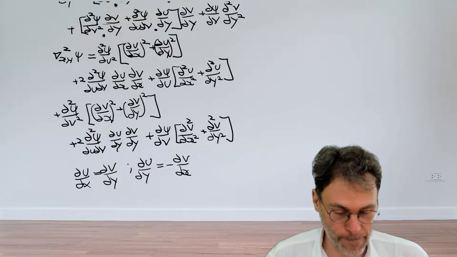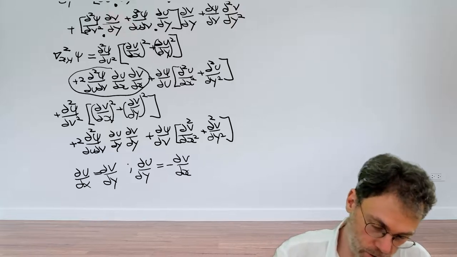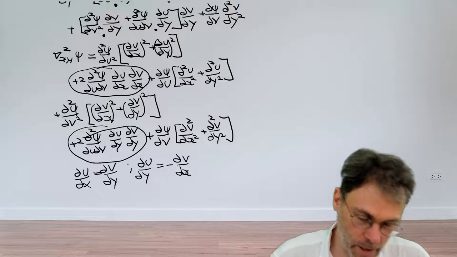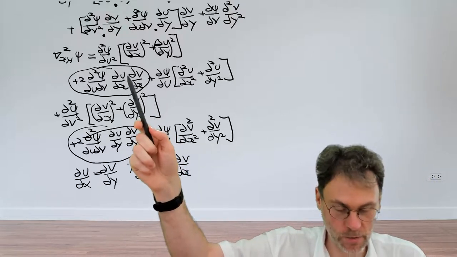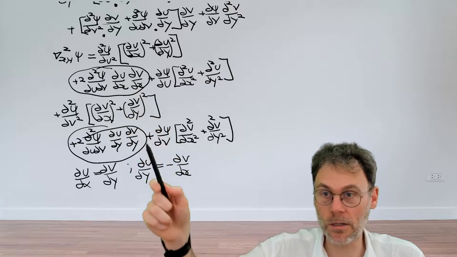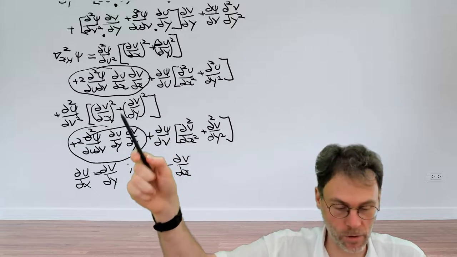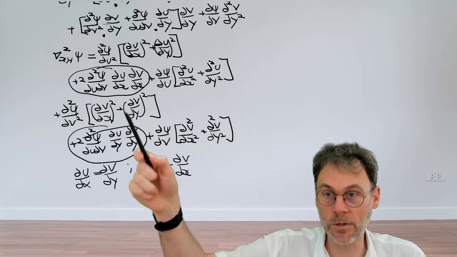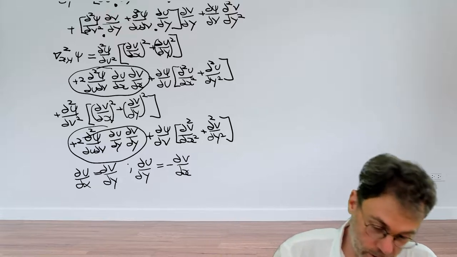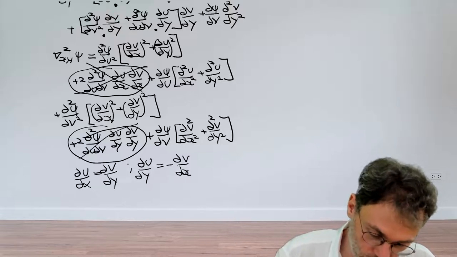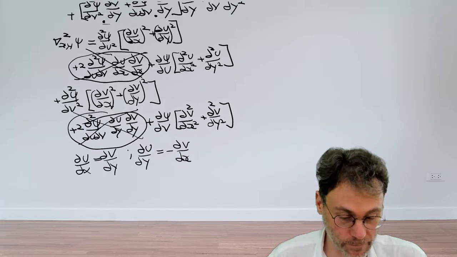So if we do that, let's first focus our attention on these guys. And then you see if we replace, for example, the du dx with dv dy, so the du dx becomes the same as dv dy. But if you look at the remaining terms, then we have dv dx that becomes minus du dy. So the good news is that these guys cancel. So that's already a big simplification thanks to Cauchy-Riemann.